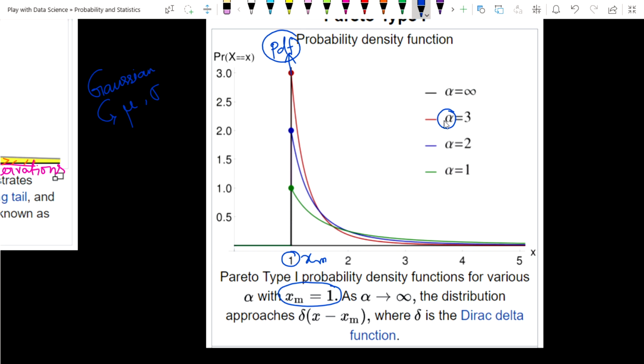And the alpha that I have taken here: as we increase the value of alpha, the length of the tail is going to get shorter. Just see these things. First, I am going to take alpha equal to 1. Just see the green line first. When we have taken alpha equal to 1, the curve looks like that type. And if you take alpha equal to 2, then it is like this type.